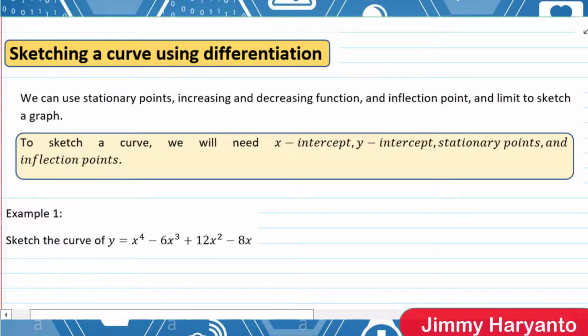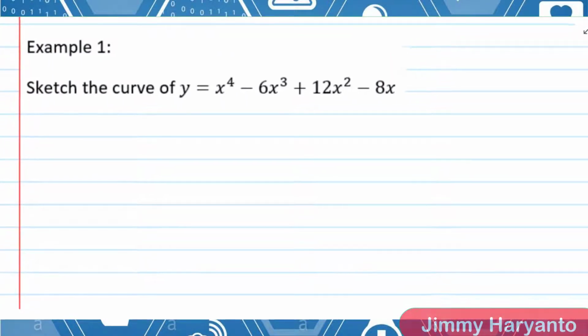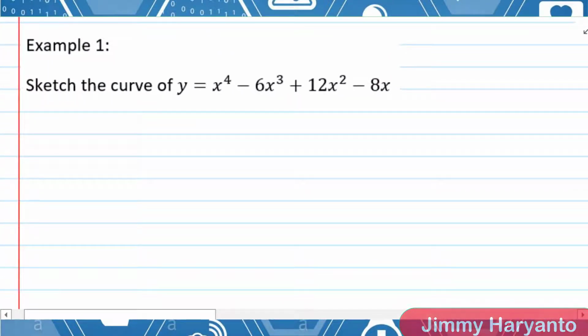So for example 1, supposed to be this curve, y equals x to the power of 4 minus 6x to the power of 3 plus 12x squared minus 8x. So you are supposed to draw this sketch. What do you do? First you have to find the x-intercept. No, the y-intercept first, it's easier.